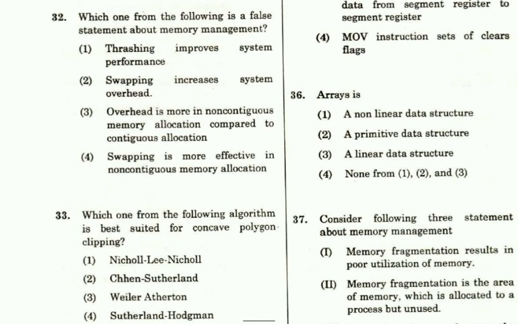Arrays is which type of data structure? Primitive, nonlinear or linear? We know that arrays is a linear data structure. Arrays store data sequentially in memory. So elements are arranged in a sequence in the linear data structure, whereas in the primitive data type, it is not true. So option 3 is the correct answer.